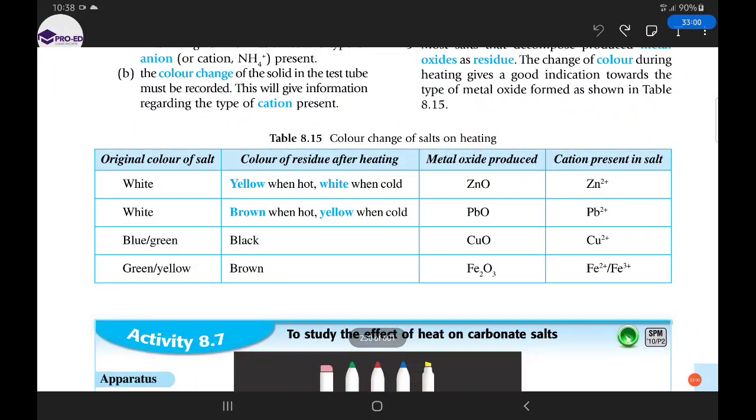So let's see the color change of salts on heating. Let's say the original salt was white. That means what we started with, not the metal oxide yet. Then after we heated it up, the residue was yellow when hot and white when cold. Most of the time, this residue is the metal oxide. The final color is the color of the metal oxide produced.